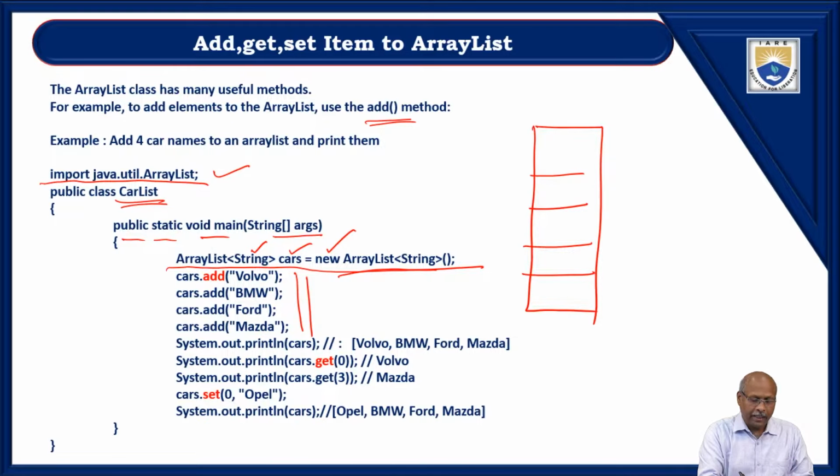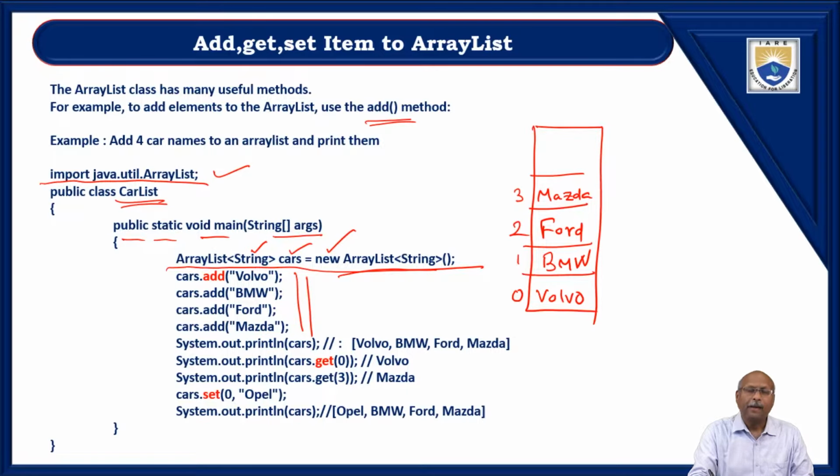Now when I say cars.add Volvo, automatically Volvo will be stored at which place? At the 0th place. So the indexing always starts from 0. Then next is BMW. BMW will be stored at the 1st place. Next Ford. Ford will be stored at the 2nd place. Next Mazda. Mazda will be stored at the 3rd place.